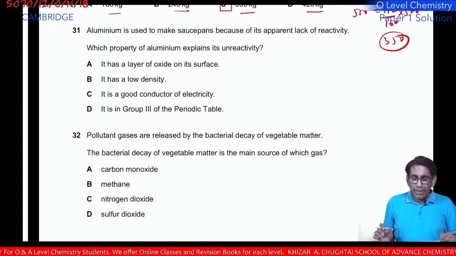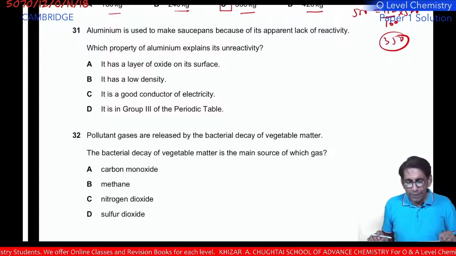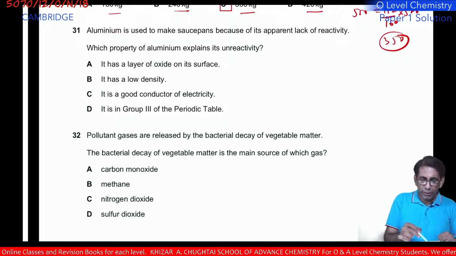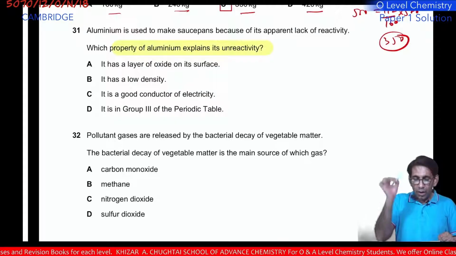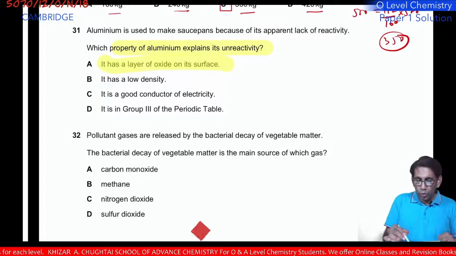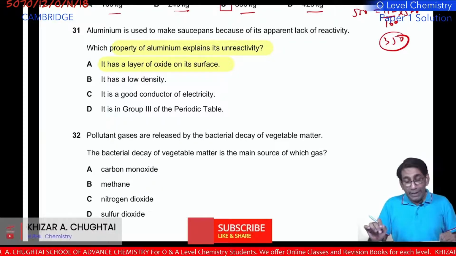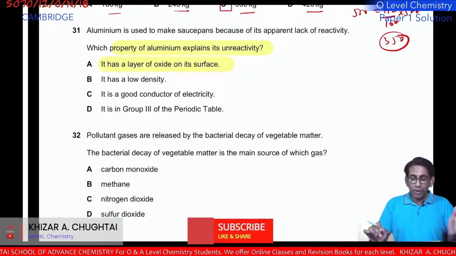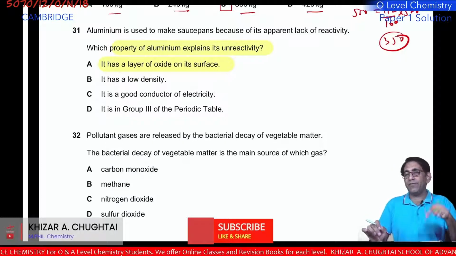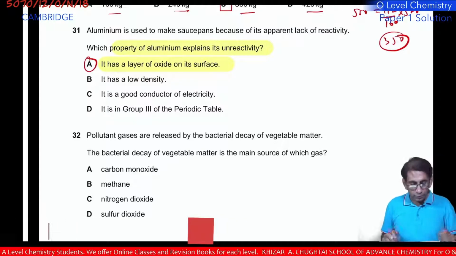Aluminium is used to make saucepans because of its apparent lack of reactivity. Which property of aluminium explains its unreactivity? That is one of the most often asked questions. It has a layer of oxide on the surface. Yes, it is true. Aluminium is a very reactive element, but it doesn't show reactivity because of this oxide coating made of Al2O3. So A is the correct option.